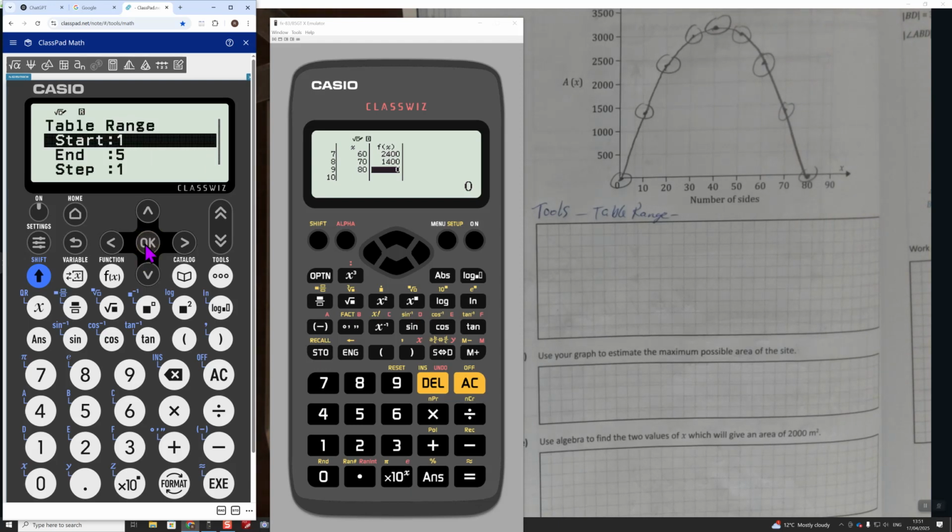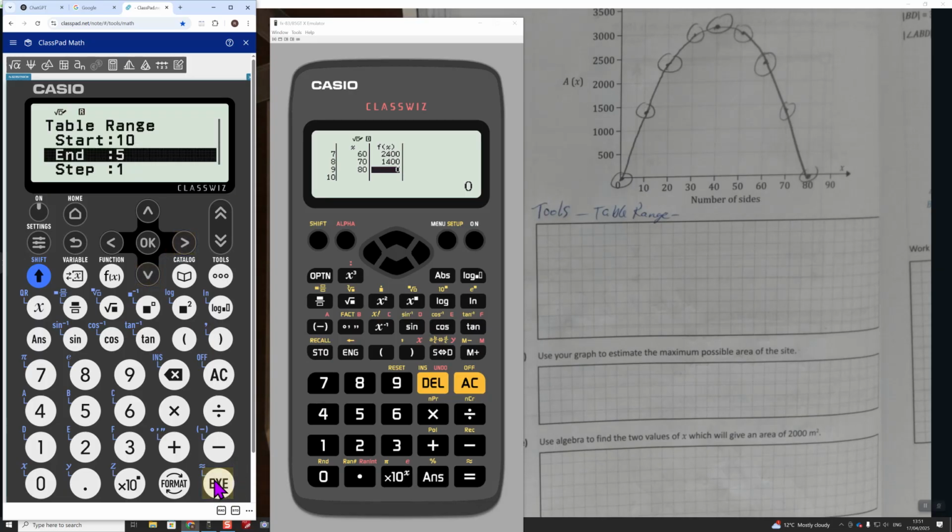And that brings me into the range that it naturally brought me into by default. So what do I want to start with? 10 actually, or 0, but I know 0 gives me 0, so I'm okay starting at 10. I probably want to execute that. What do I want to end with? 80. I want to execute that. What's my step? 10. Execute that.